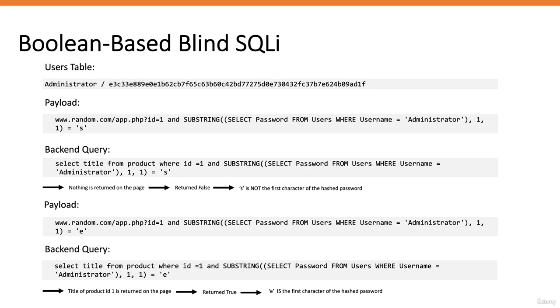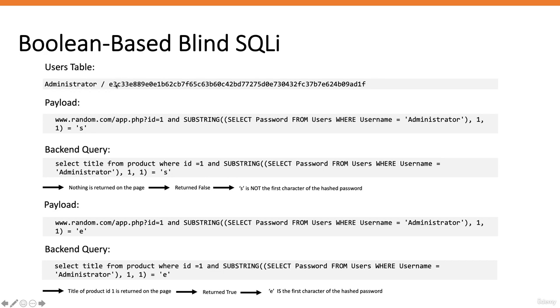And that's because you're asking the application true and false questions, and you're going to have to do that for each character. So you start off with the first character, you loop through all the alphanumeric characters until you get a true result. Once you get a true result, that means you discovered what the character is, which is E over here. And then you move on to the next one.